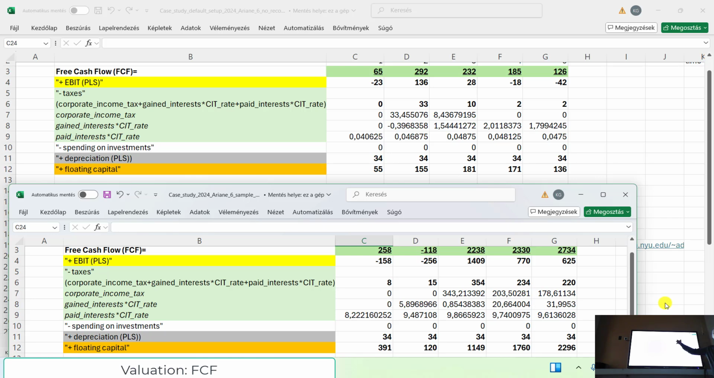But already we have the cash reserve, so that's why floating capital is high, and that's why even if this is negative, then this will be positive. So only the free cash flow will be negative only in the second year because we start to burn up our reserves. But after that we can see that we start to generate money again.